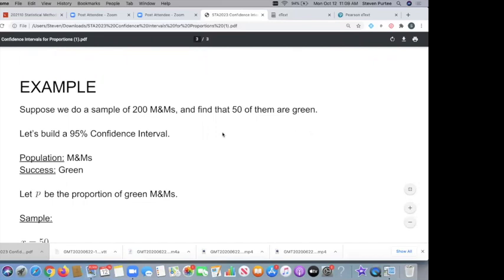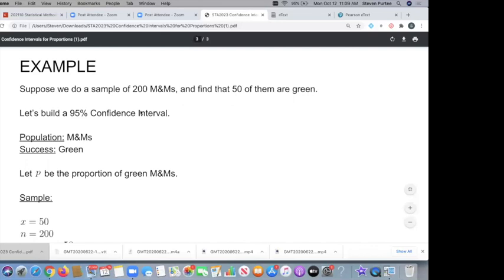So we want to talk about green M&Ms. We're going to do one single sample of M&Ms. So we go out, we collect one bag of M&Ms. There are 200 in there total. We find 50 out of 200 are green. We're going to build a 95% confidence interval for all M&Ms based on this one bag.